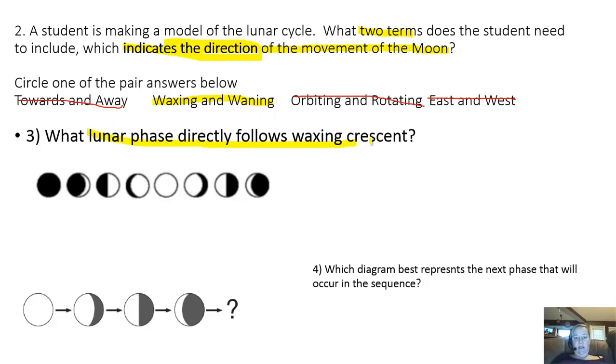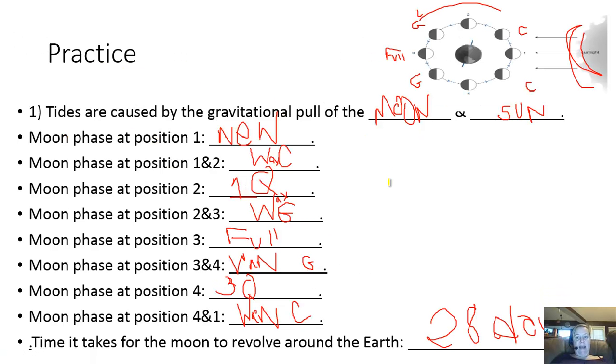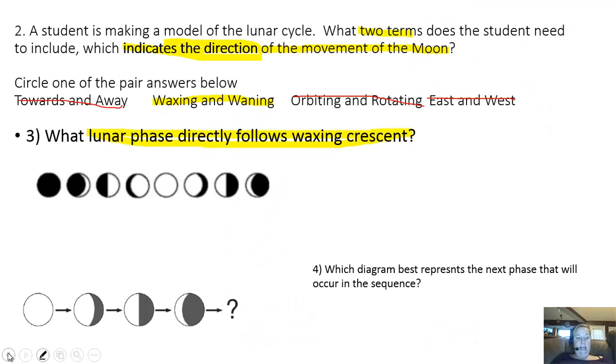Okay, what lunar phase directly follows waxing crescent? Well, let's see. I'm going to go back and look at my picture. Actually, I don't even have to do that. I can label this here. So let's just label what we're looking at. This is going to be a new moon. This is going to be a full moon. And I know if I'm going from new to full, this is going to be first quarter. And this is going to be third quarter. That's my 50% lit moon.